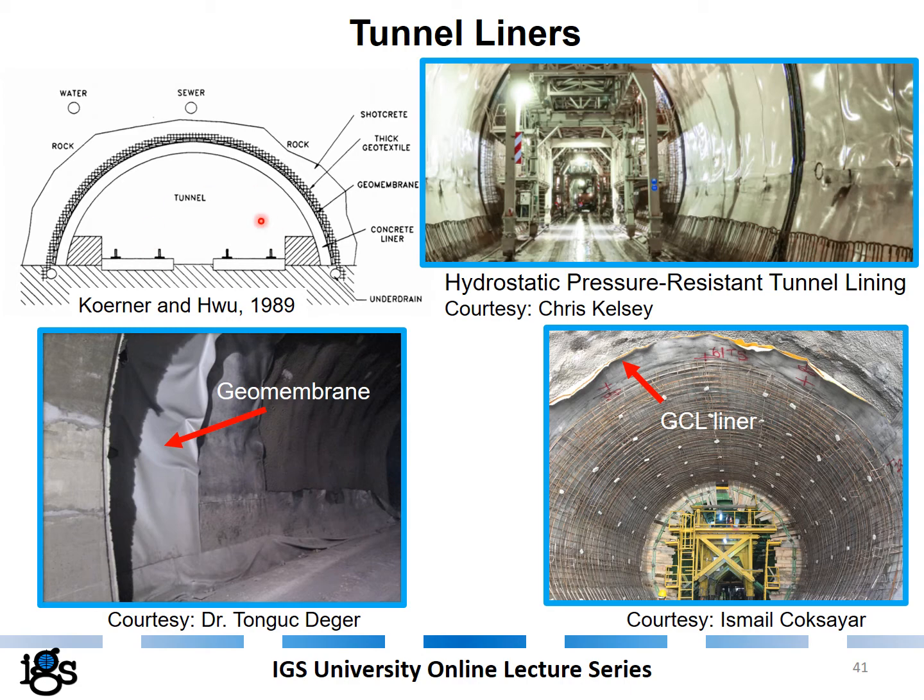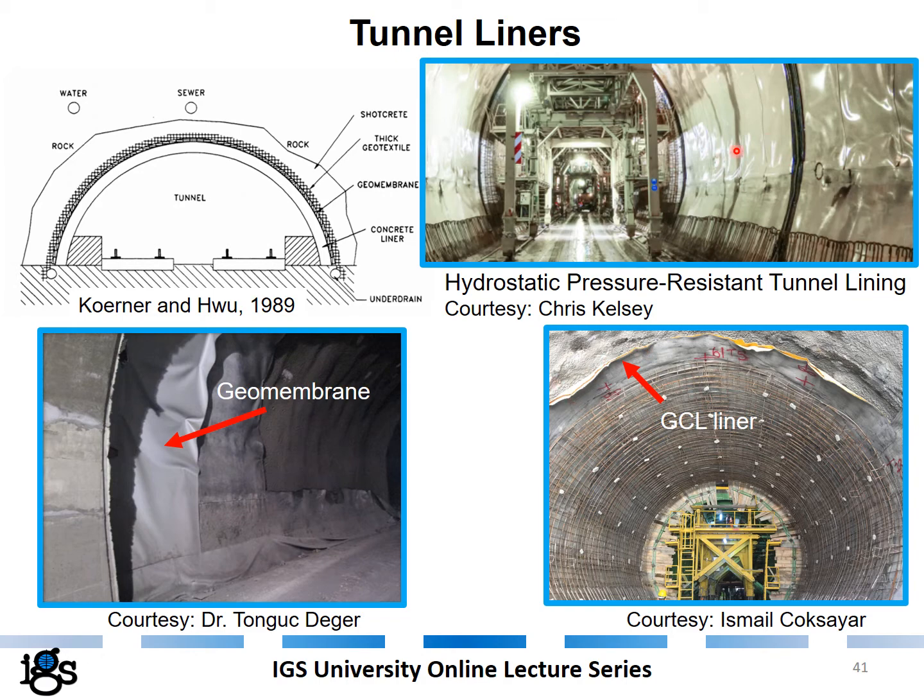In order to keep the inside of the tunnel dry, we generally put a geomembrane in between the natural environment and the structural liner. Here in this picture, you see a geomembrane liner being placed into the lining system of the tunnel. Not so often, but sometimes also Geocells are used as a liner in tunnels.